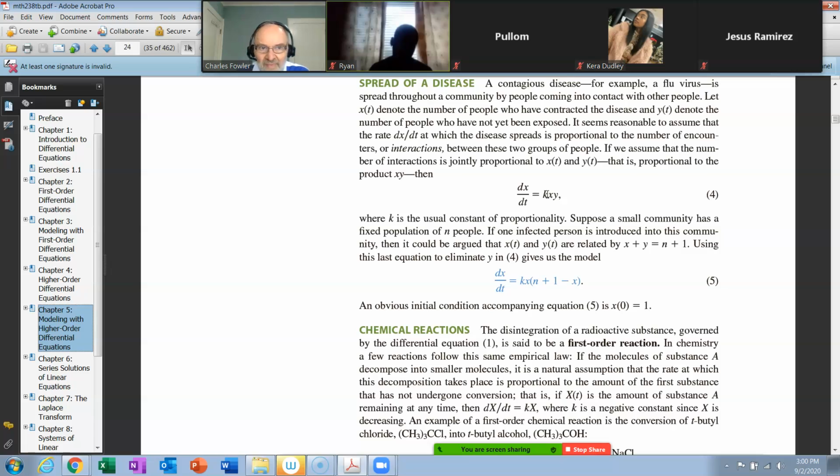Okay? Now, let x here be the number of people who have contracted the disease, and y the number of people who have not yet been exposed. Both x and y are dependent on time. Now, it seems reasonable to assume the rate dx/dt with which the disease spreads, the number of people contracting the disease, is proportional to the number of encounters or interactions between the two groups.